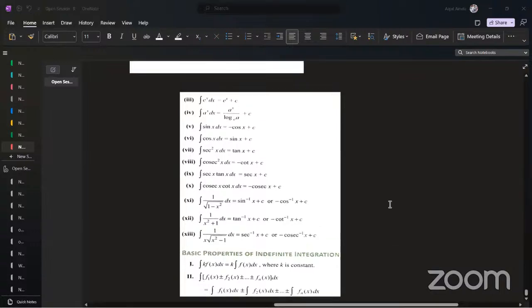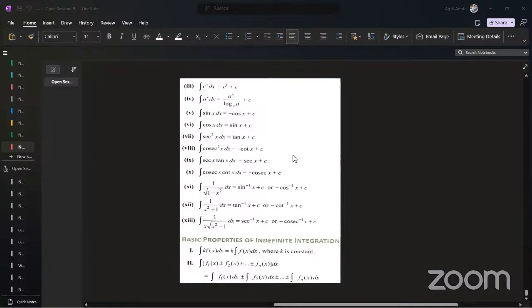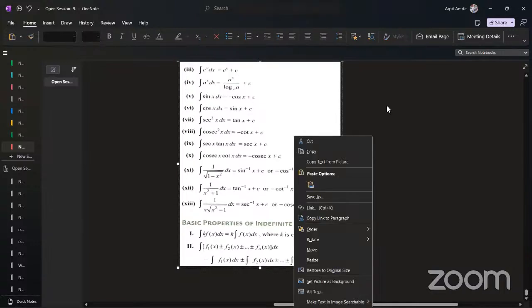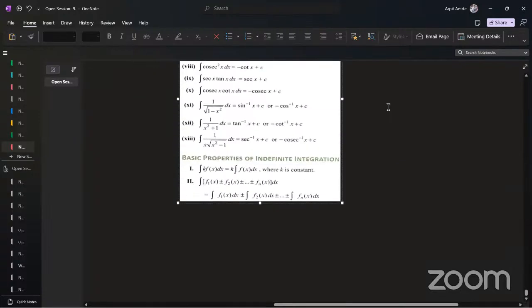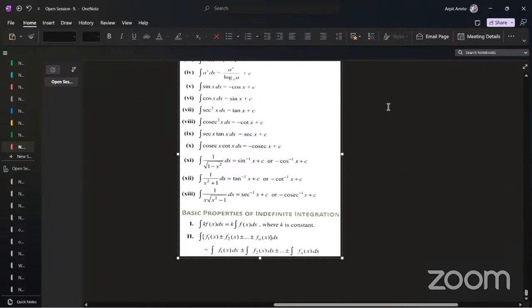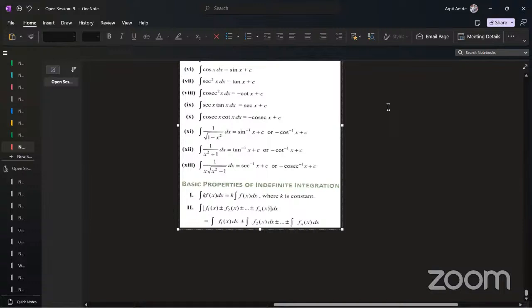Hello. Is this visible to all? Yes, sir. Okay. So these are the formulas that we are going to use today. Basically, in this class, I will give you some questions, and we will try to solve them. We will see how we can solve integration problems. Not so deep, but we will try to solve the basic questions. At least, if we get some problem, we will see how to approach it.